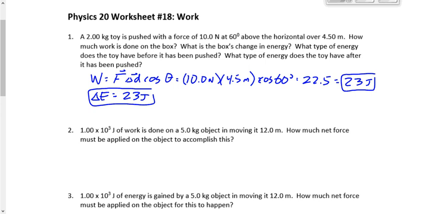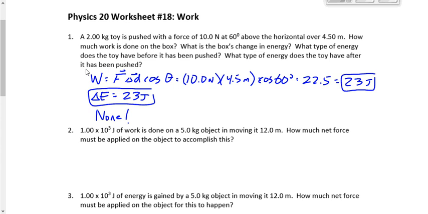What type of energy did the toy have just before it was pushed? It's a trick question. It had none. There was 0 energy just before it was pushed. So how did it get pushed forward? Well, there had to be energy that went into it, but it wasn't energy in the toy that pushed it forward. It was energy in me. Chemical potential energy stored in me, or whoever pushed it forward.